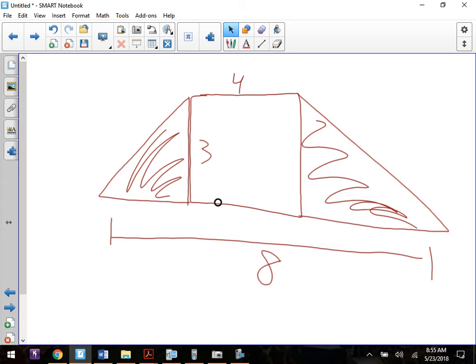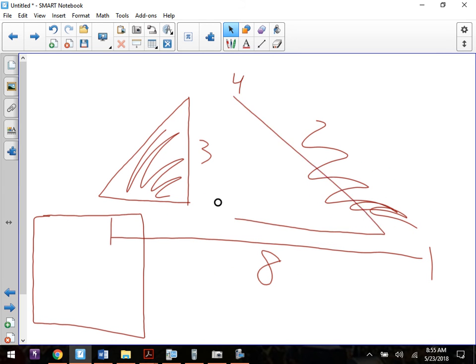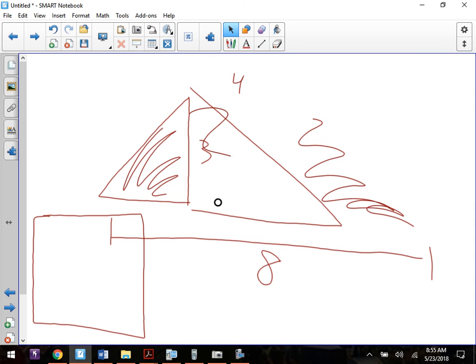Find the area of the shaded region. Well, area of the shaded region, isn't that just a triangle? When you have a triangle, well, what's the height of the triangle? What's the base of the triangle? 4.